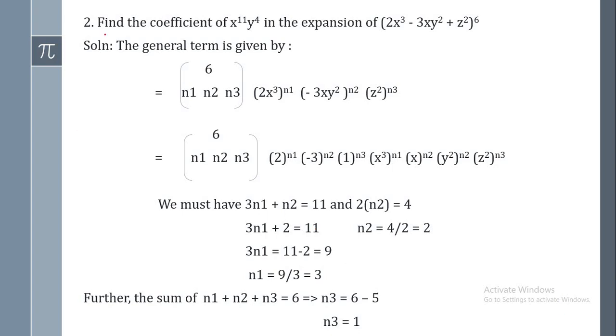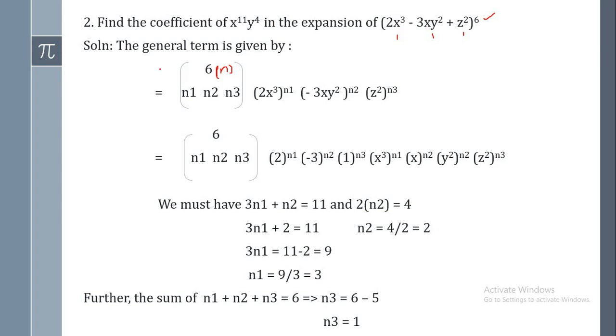Next, the second problem is to find the coefficient of x power 11 and y power 4 in the expansion of (2x cube minus 3xy whole square plus z square) whole power 6. So here the n value is 6 and the number of unknowns is 3. See here x, y and z, we have 3 unknowns. When this is the case, the general term is given by n factorial over n1 factorial, n2 factorial and n3 factorial, and later on we can include this step.